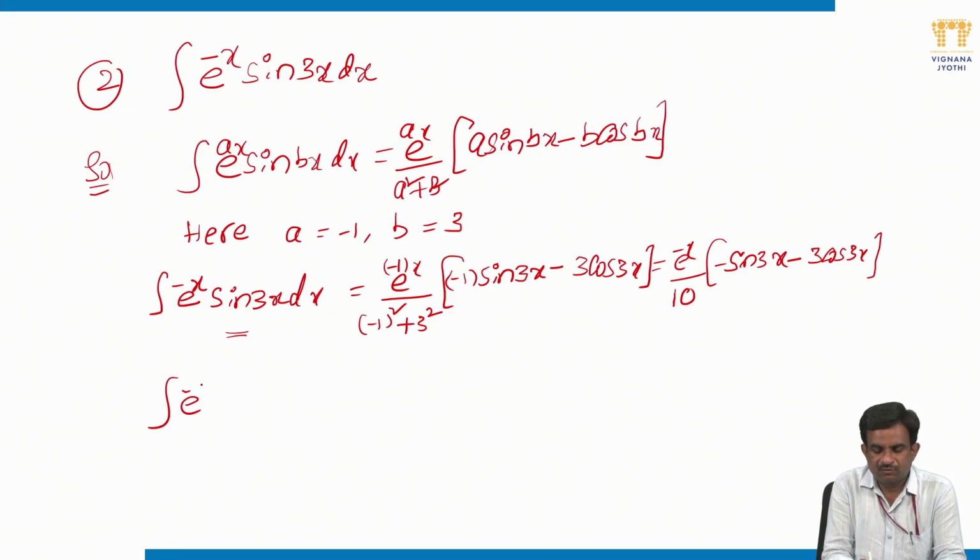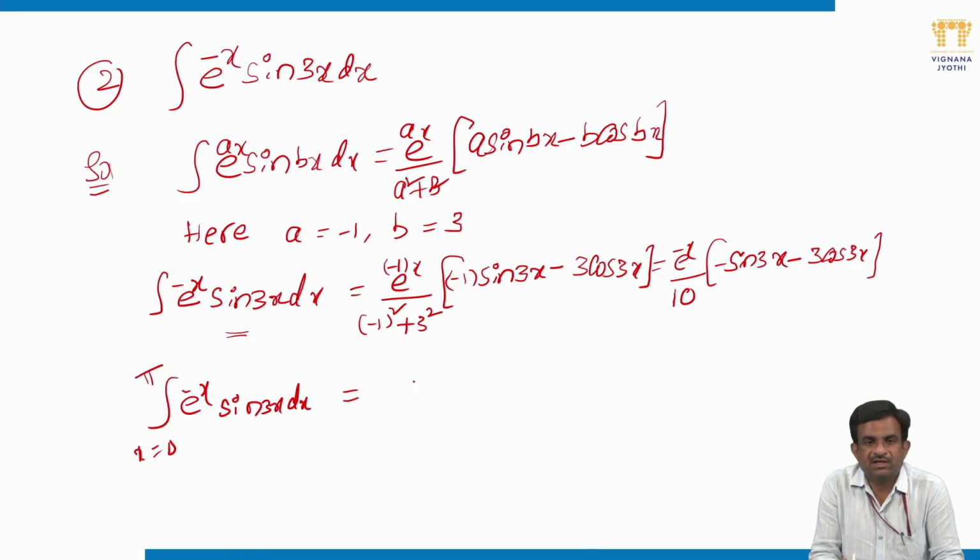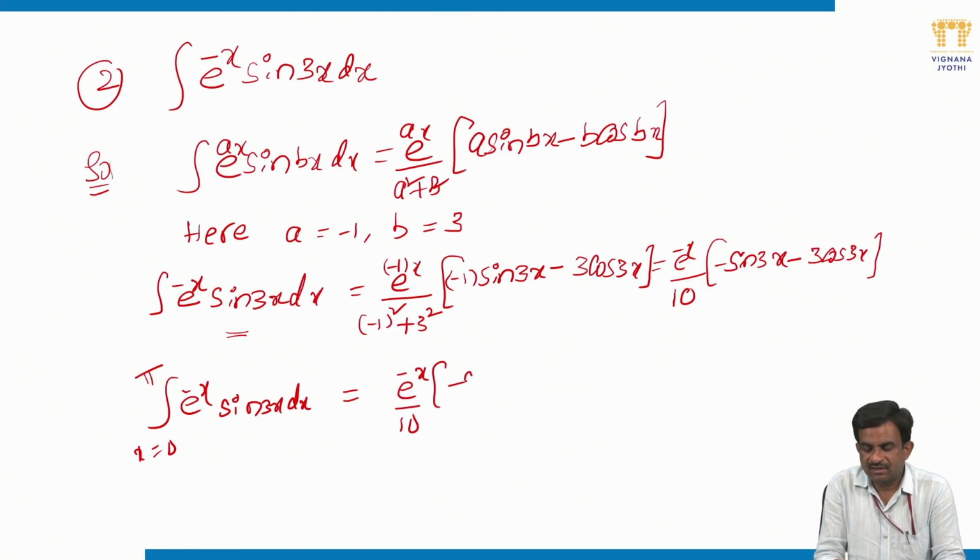Similarly, we can also evaluate the same integral, e power minus x sine 3x dx, as a definite integral, taking the limits x equal to 0 to pi. Same integral, same way we can proceed and evaluate the value. For the indefinite integral, we got e power minus x by 10 into minus sine 3x minus 3 cos 3x.